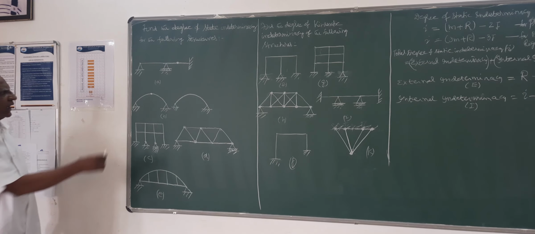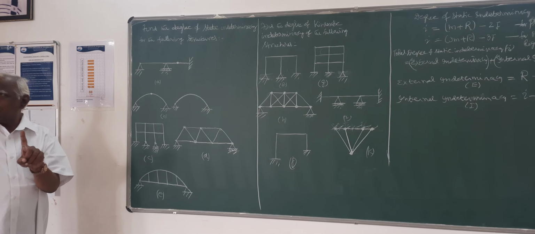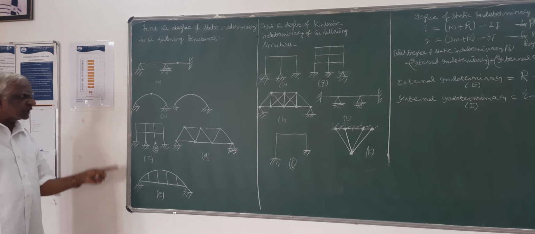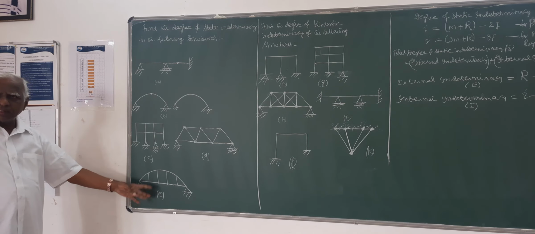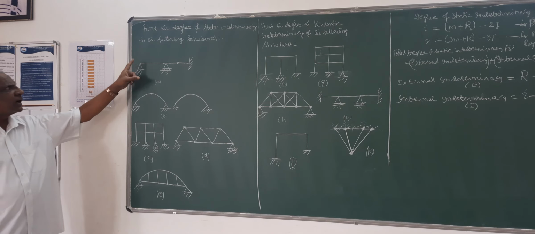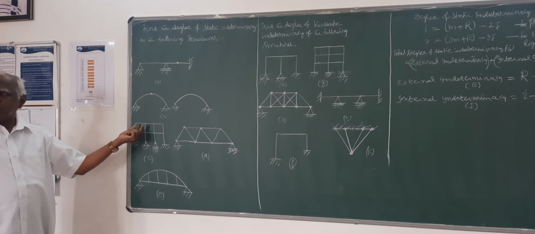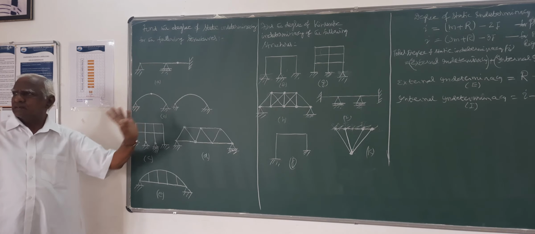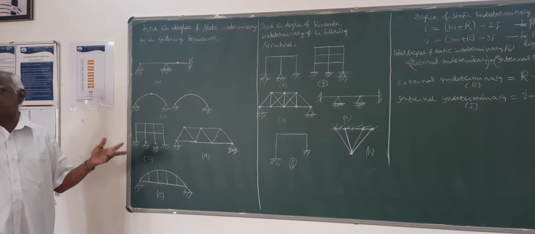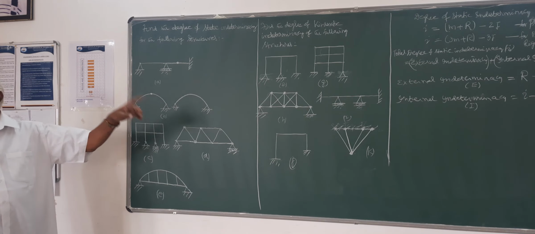For all these, all are made out of only one-dimensional members or line members. All these structures A to E are made out of only line elements, and each of the line elements is interconnected by rigid or pin joints. If it is a pin joint, we say it is a truss. If it is a rigid joint, we say it is a rigid frame. And all are called frame structures.